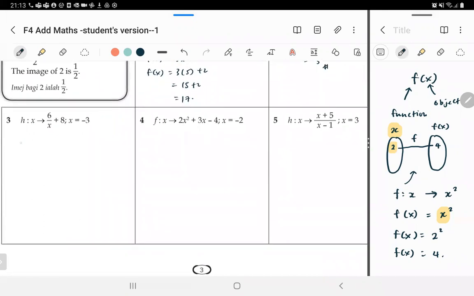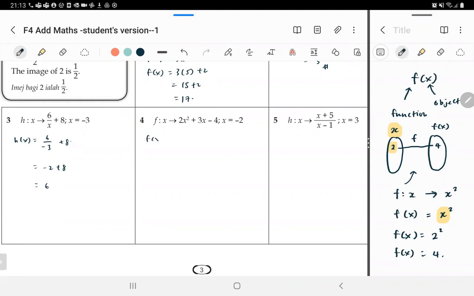Okay, so first one, h(x) equals 6 over -3 plus 8. Show at least the working like this. So you will get -2 plus 8, right? 6 divided by -3 is -2, plus 8. So it will become 6. Okay, check your working, see which part you got wrong.